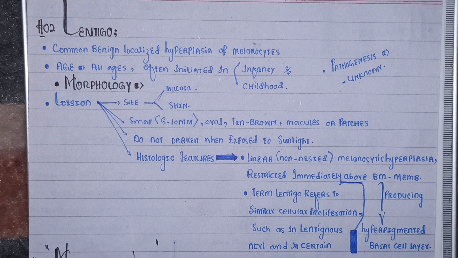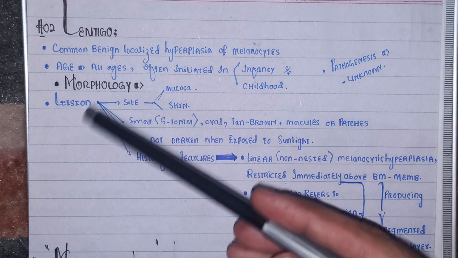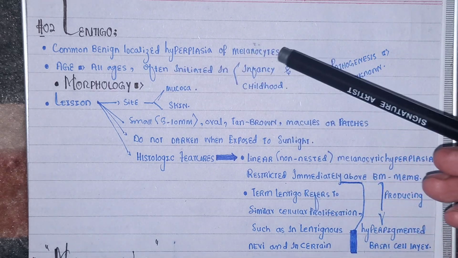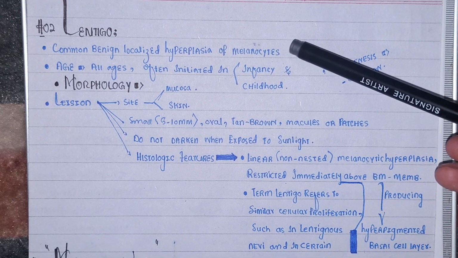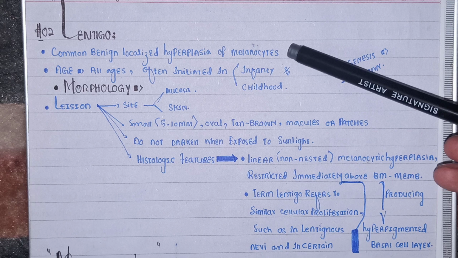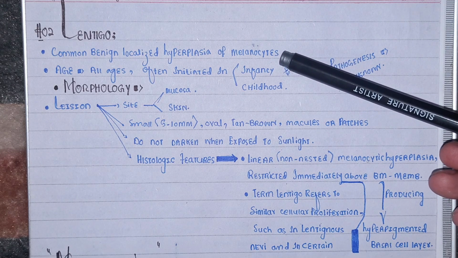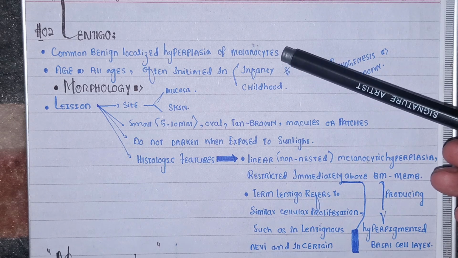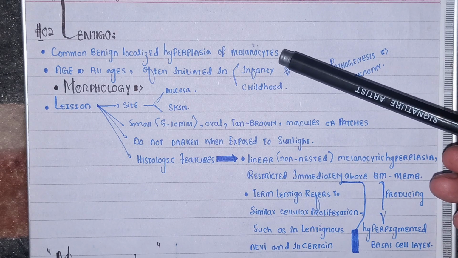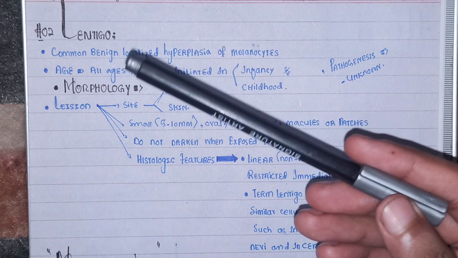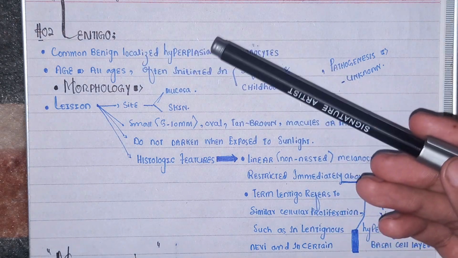Okay, after freckle, another pigmentation disorder of skin is lentigo. It is a common benign localized hyperplasia of melanocytes. Was there hyperplasia of melanocytes in freckles? No. Melanocytes maybe had hypertrophy and increased melanin production, but in case of freckles, the number of melanocytes was normal. In case of lentigo, there is an increase in number of melanocytes, that is hyperplasia.